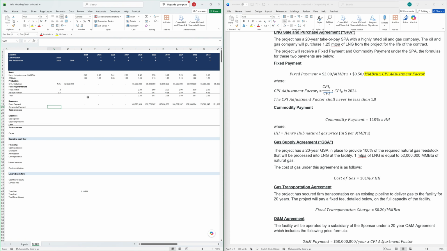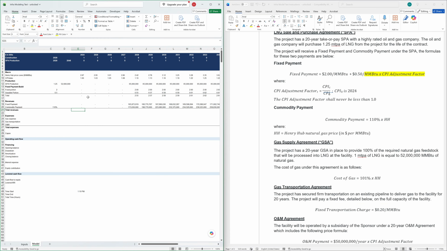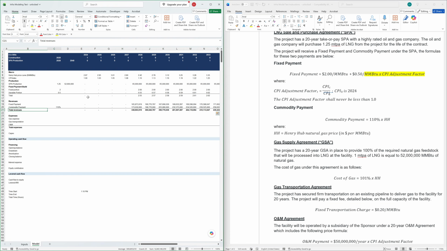And then we have the commodity payment. So 110% put in our variable, and we're going to times this times our SPA production times our Henry Hub price. And that will be our total revenue. We're about 10 minutes into the case. You never know how these things are going to go. Sometimes you make an error, and it's much more difficult and stressful.